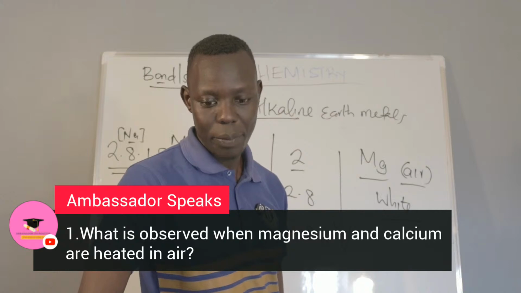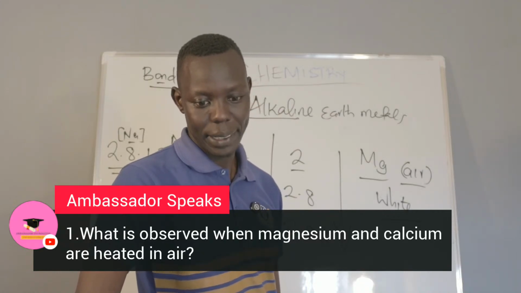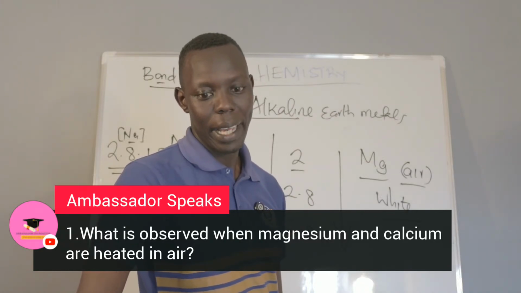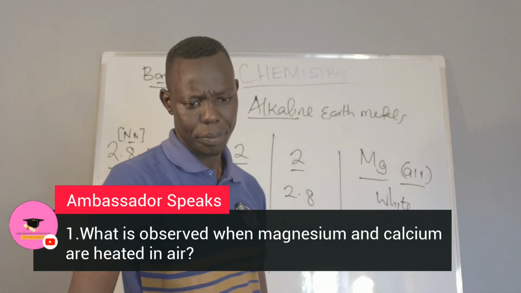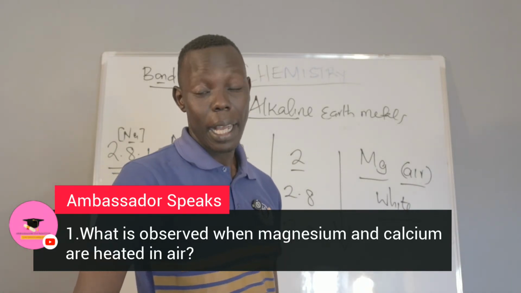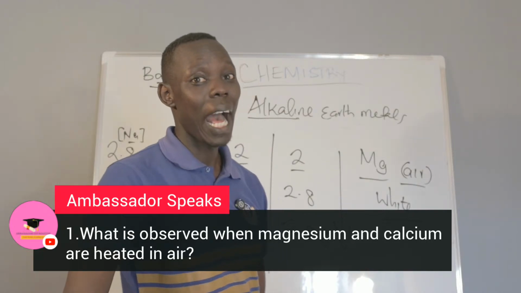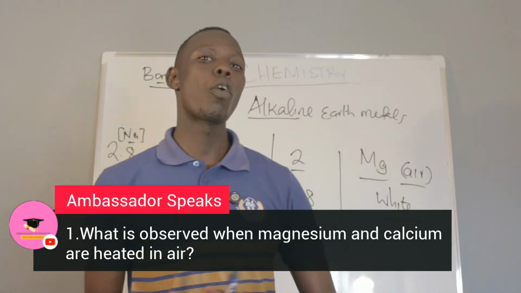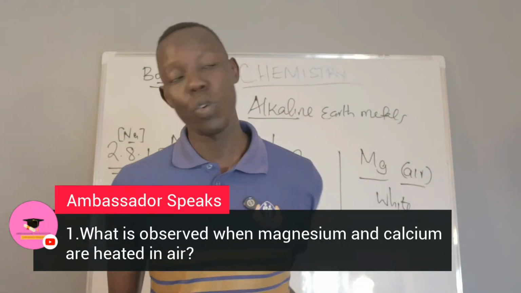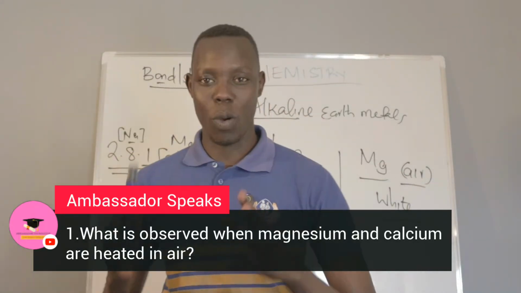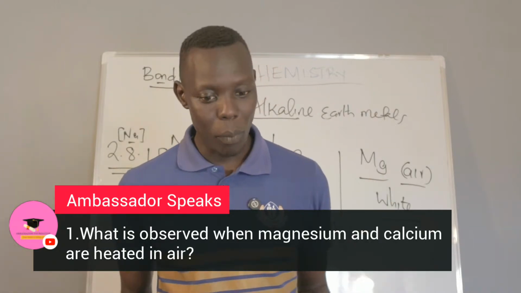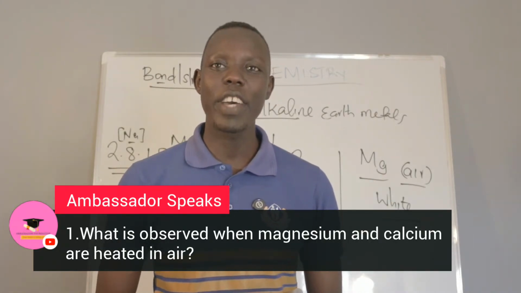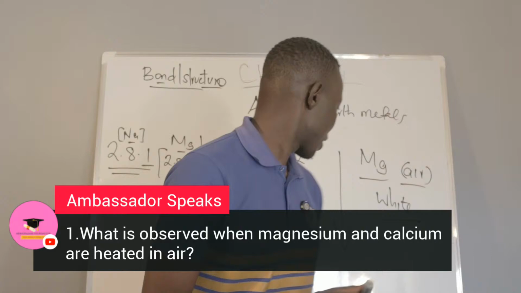So my question is this: what happens when magnesium and calcium are heated in air? We said magnesium burns with a blinding, brilliant white flame to form 2 products which I'm not telling you. I'm waiting for you to tell me at the comment section. Calcium, on the other hand, will produce a faint orange flame.